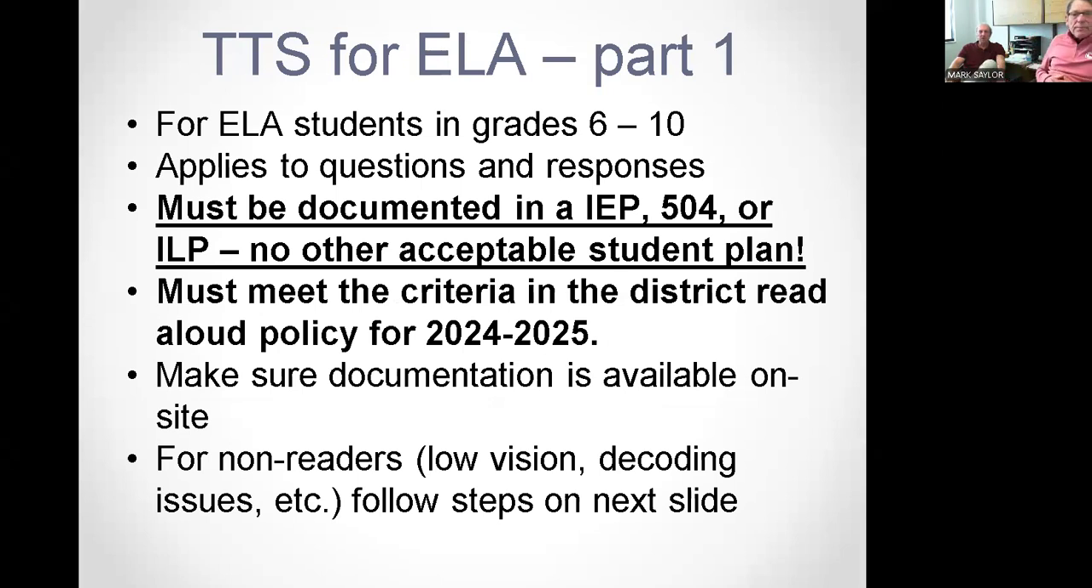All right. Okay, so I kind of hate beating a dead horse on this one, but as you are all well aware, the text-to-speech for ELA has been severely restricted. So at the secondary level, it's essentially the same as it has been in prior years, except there are only 3 plans that you can use to justify it. That's an IEP, a 504, or an ILP. We can no longer use a SIT or a GEI or individualized student plan. It has to be documented in one of those 3 plans.